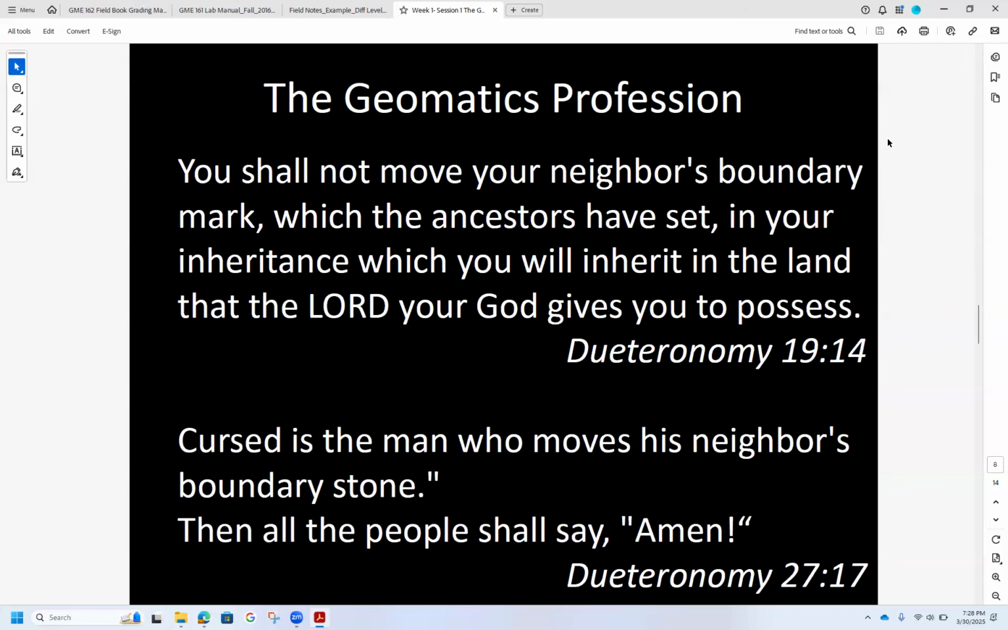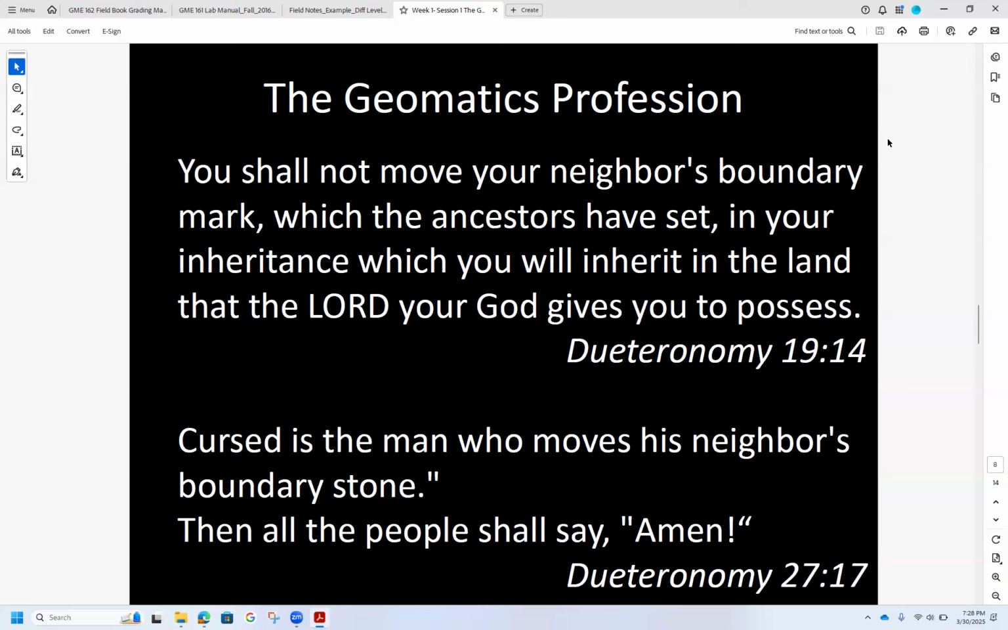All right, the geomatics profession. You shall not move your neighbor's property mark, which the ancestors have set in your inheritance, which you inherit in the land that the Lord your God gives you to possess. Cursed is the man who moves his neighbor's boundary stone. Then all people should say amen.